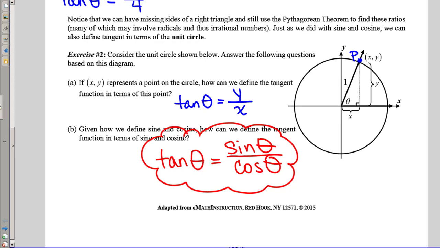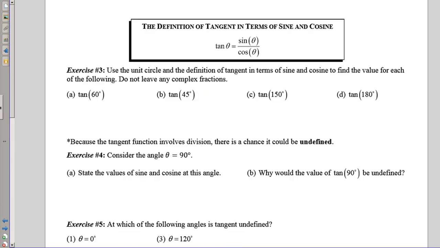And then of course the definition is defined on the next page for you. Tan is equal to sine over cosine. Okay. All right, we're going to try a quick example 3.